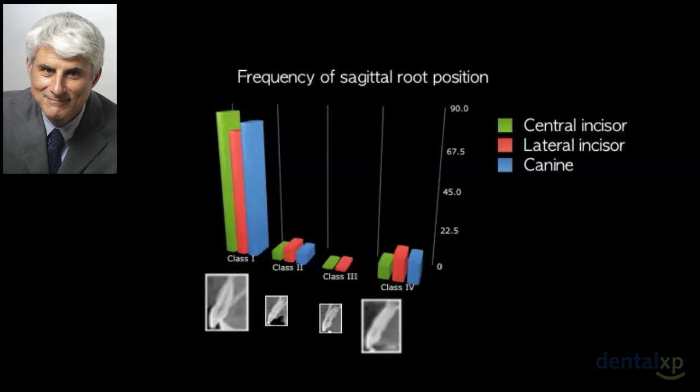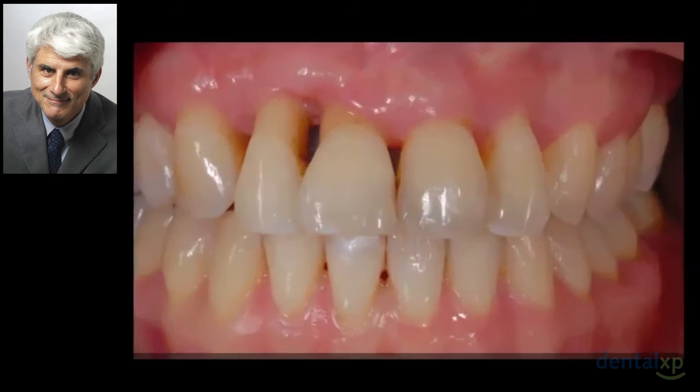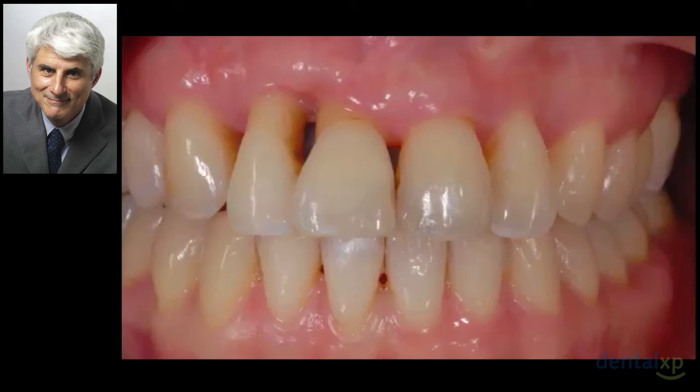In this case, the patient came to our office. She is a young businesswoman. She is, of course, aesthetically challenged. She doesn't smile anymore.